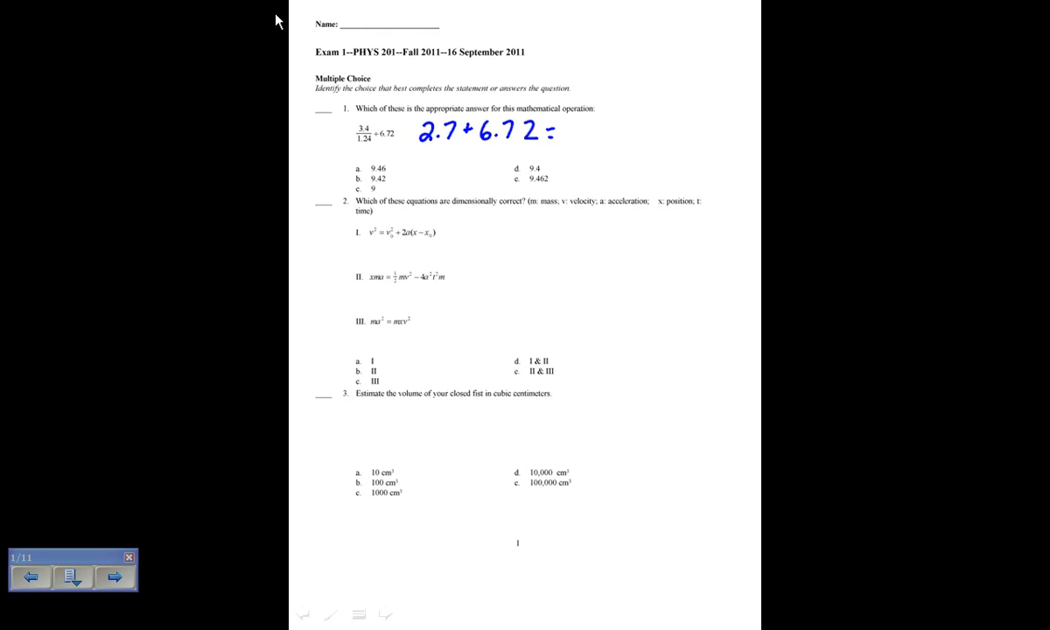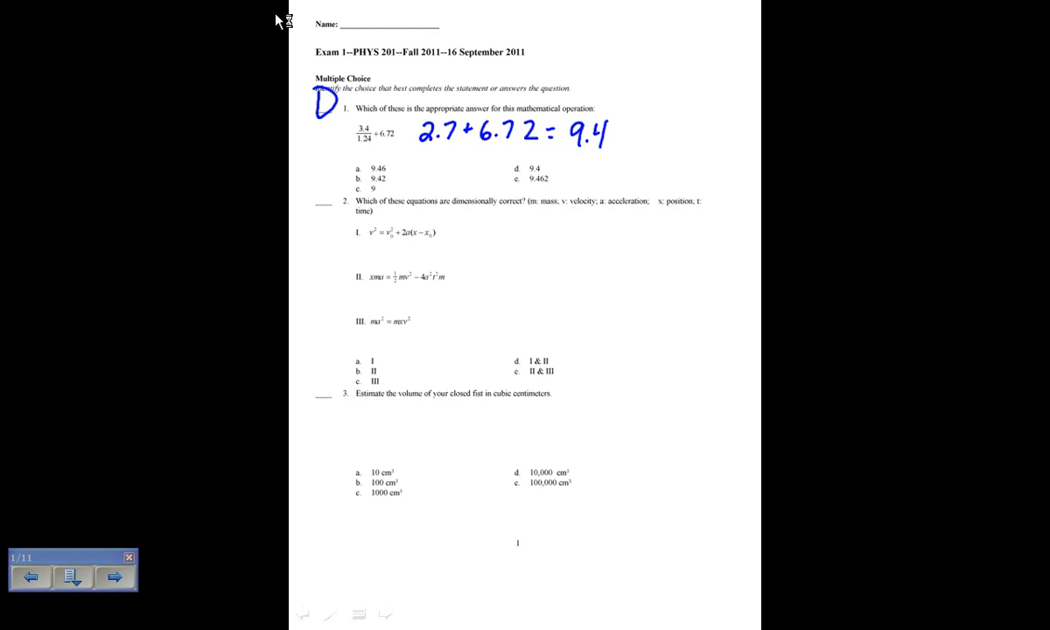And doing the appropriate number of decimal places, which is the lowest number of decimal places, just one decimal place, I get 9.4. So the answer for this is D. Number 1 is D. Which of these equations are dimensionally correct?